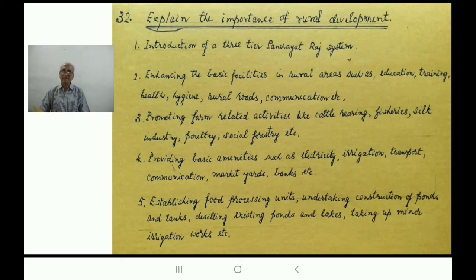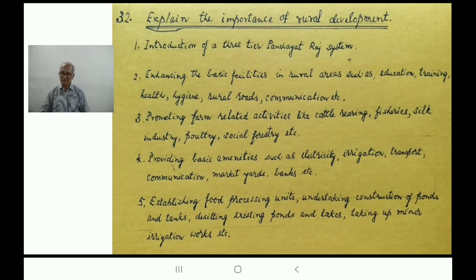Taking up minor irrigation works, all these are jobs to be taken up at the rural level to see that at the rural level we make progress. We have the Panchayat Raj system. Panchayat Raj system should work with due rapport with the state and central governments.